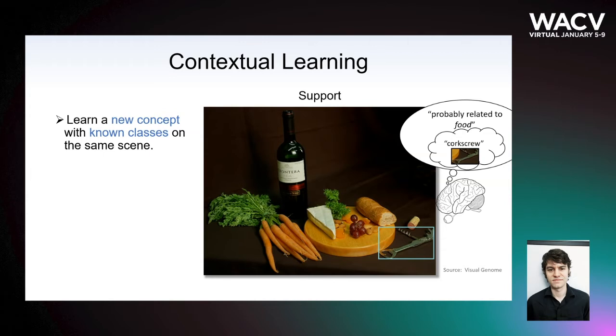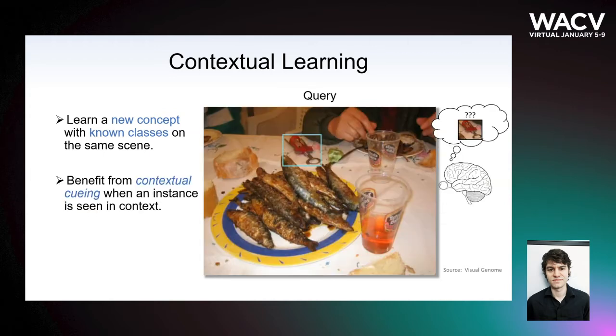Then, the next time that you see a similar object, maybe in a kitchen, the context will help you to recognize that this is a corkscrew, this object that you saw just once. This is known as contextual cueing and is very important for continual learning and incremental learning in humans.